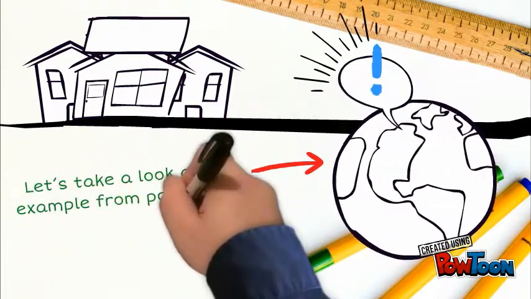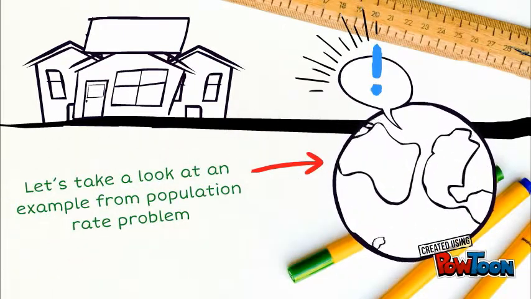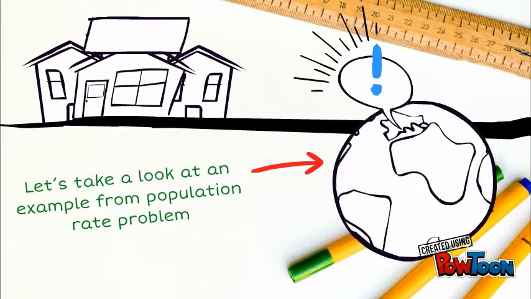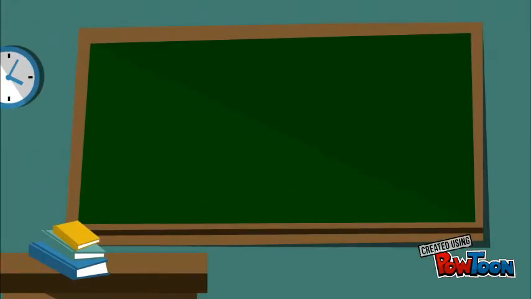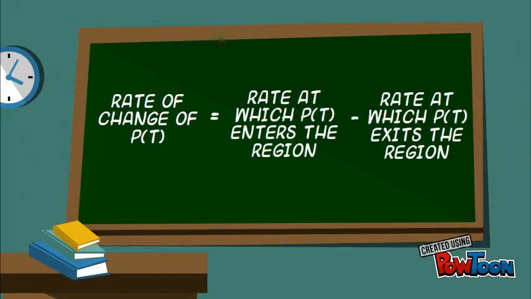Let's take a look at an example from a population rate problem. So here's one. For population problems, all the ways for a population to enter the region are included in the entering rate. Birth rate and migration into the region are examples of terms that would go into the rate at which the population enters the region.